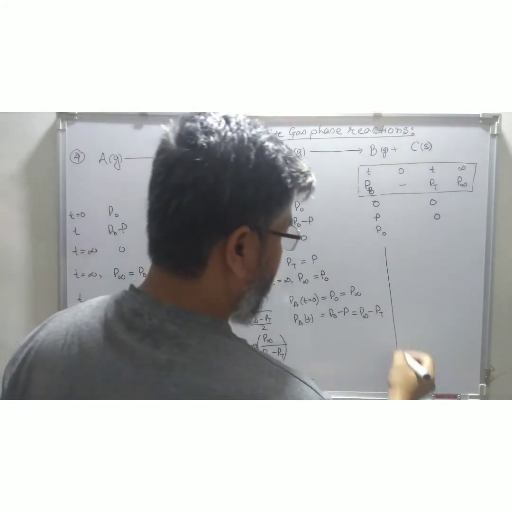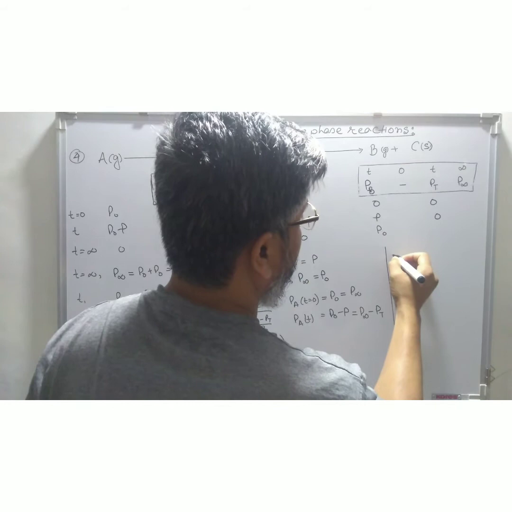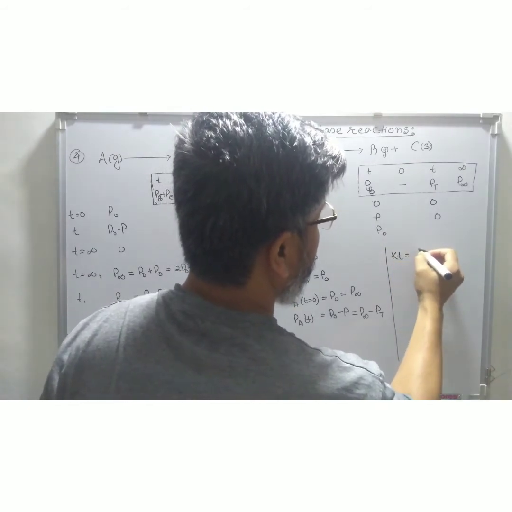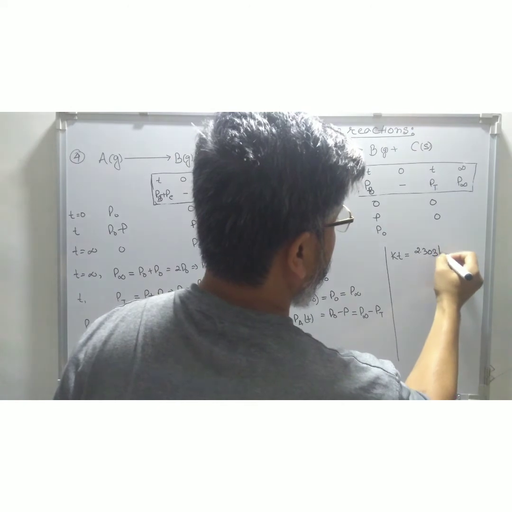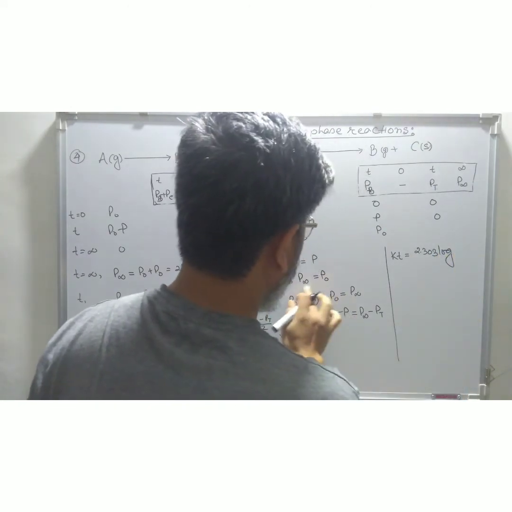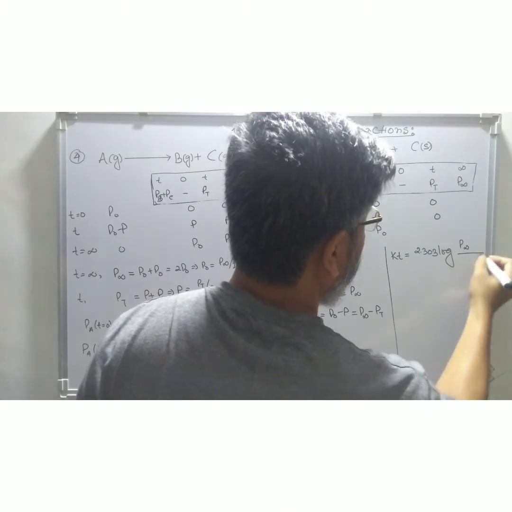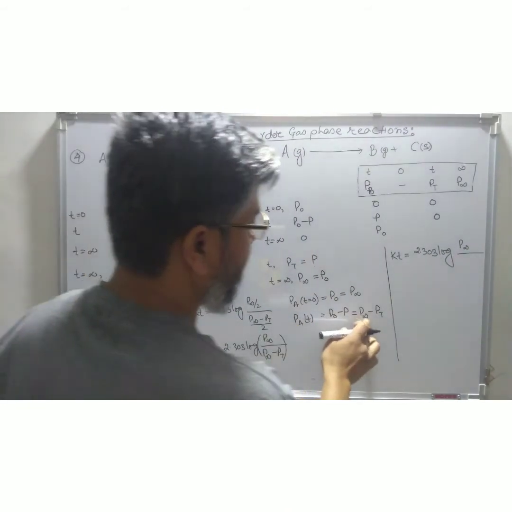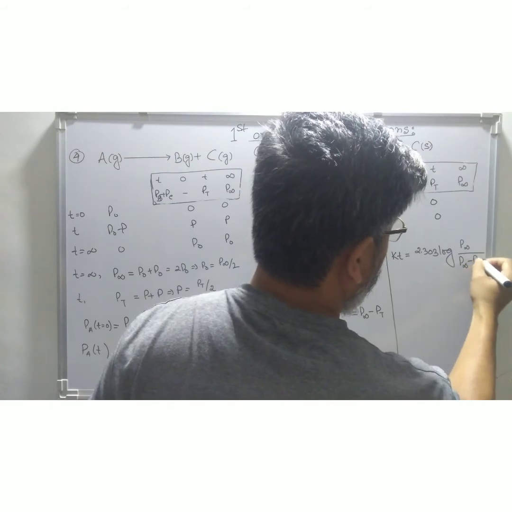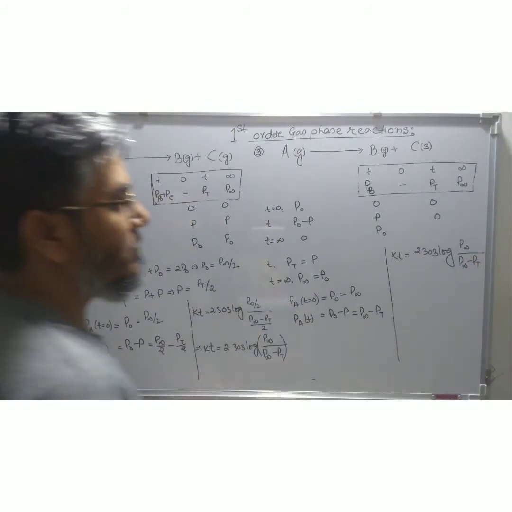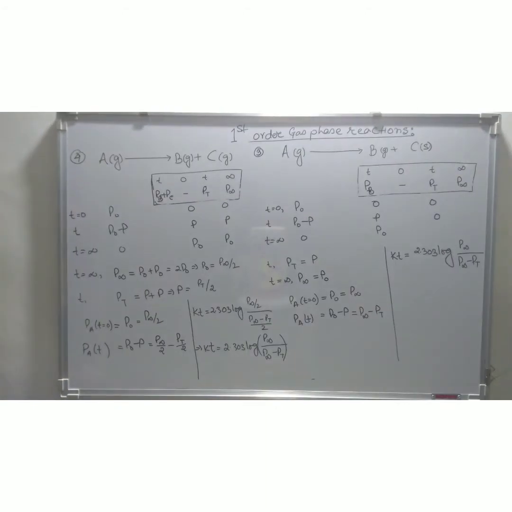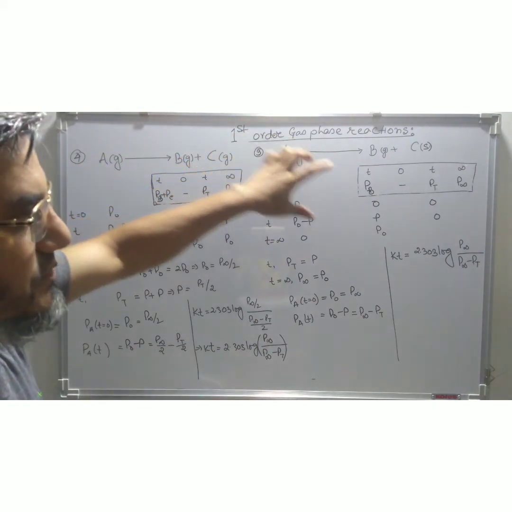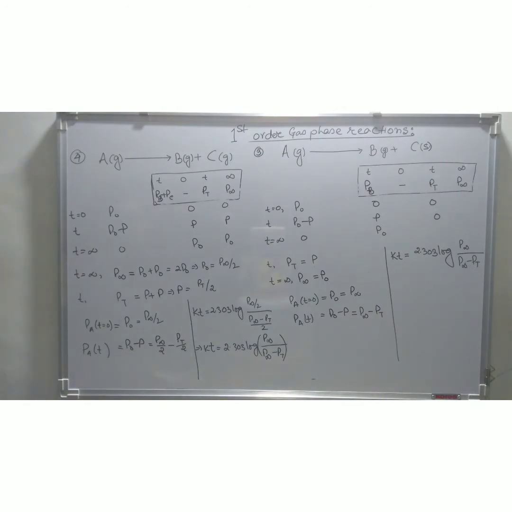So therefore again from the integrated equation we have Kt is equal to 2.303 log P naught over P naught minus P, where P naught is equal to P infinity and the remaining pressure of A is equal to P infinity minus Pt. So this is how we can modify this integrated equation as applicable to gas phase reactions. So simply saying, the concentration of the reacting species has to be replaced in terms of the partial pressure of the reactant. So for this we have different cases.